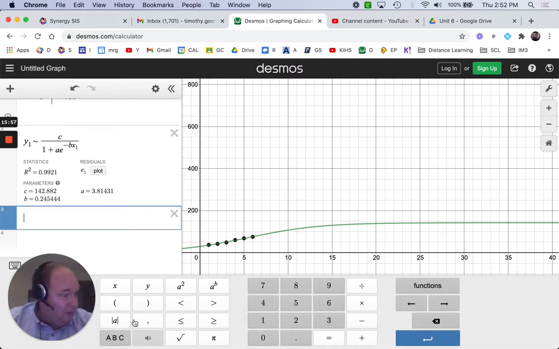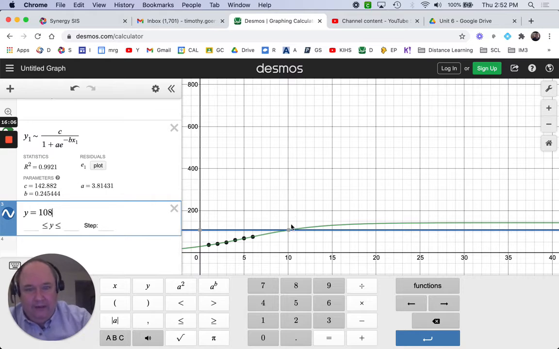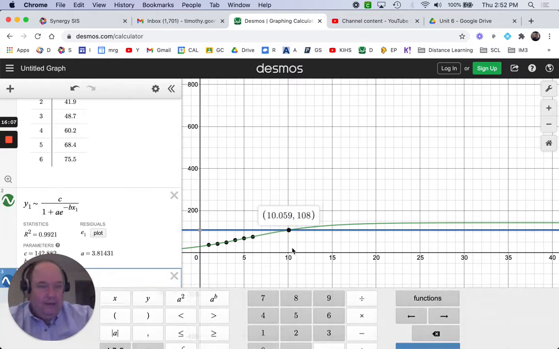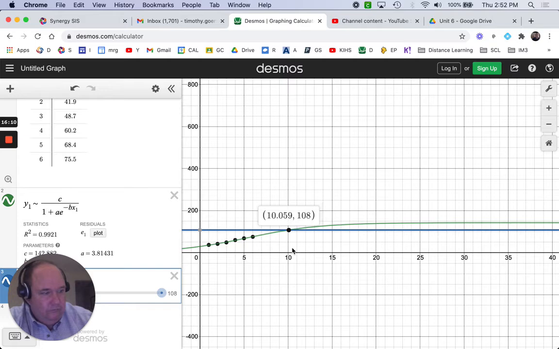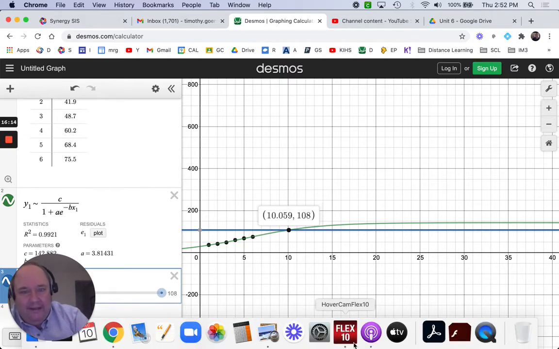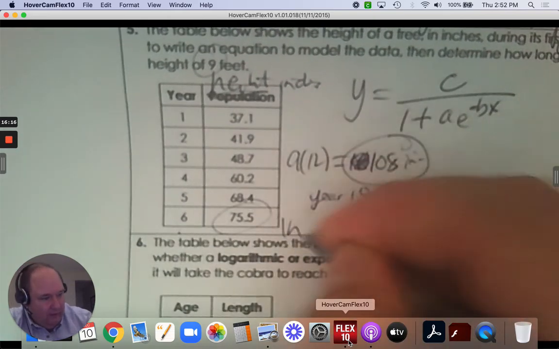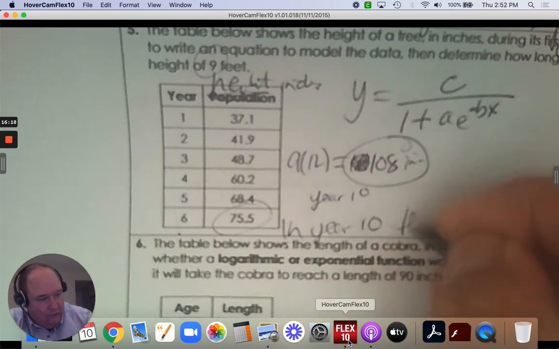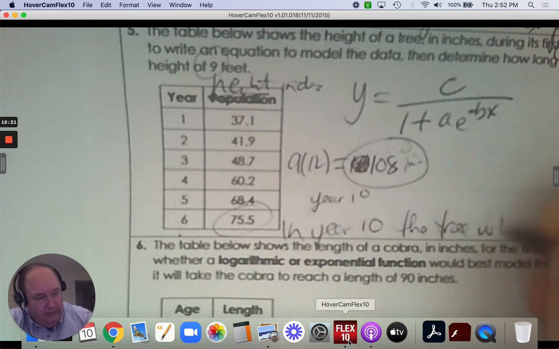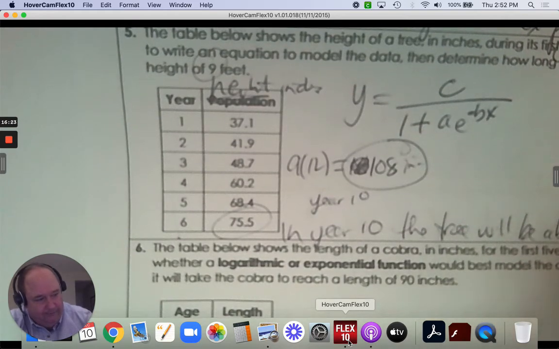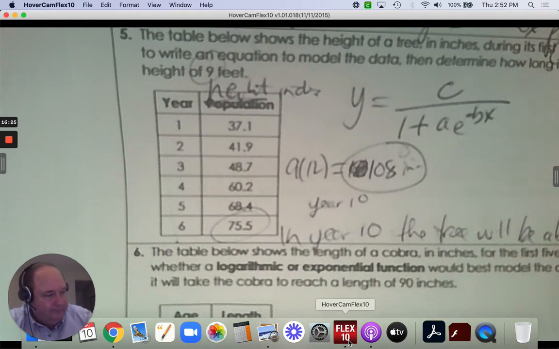The cobra is the next question. That sounds fun. The height, y. So when y equals 108, how long would that take? Here it is. And the answer is about 10. So let's write a sentence on that. So in year 10, the tree will be about, what, 9 feet tall.